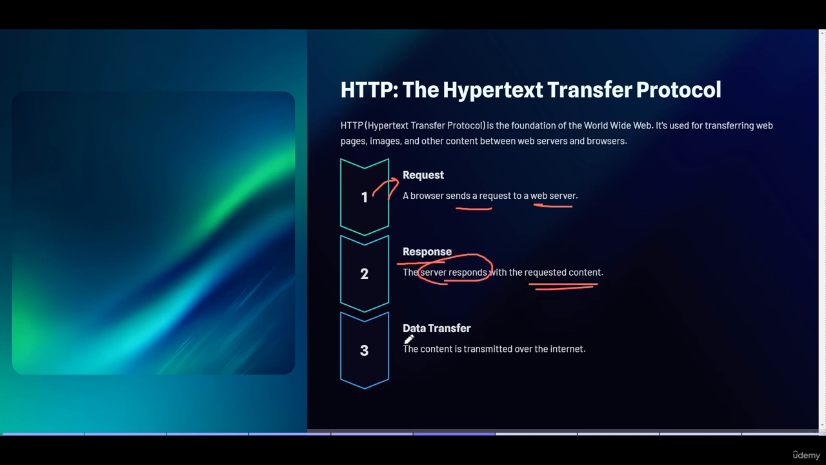Then we have the data transfer. The content is transmitted over the internet. These are the 3 steps of communication which happen through HTTP. Now let's move on to the next slide.